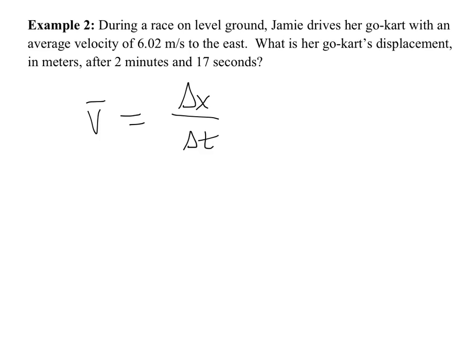Now, V bar means average velocity. You're given that in the problem: 6.02 meters per second. How do I know this is velocity? Because of the units. That's why I told you on the last slide, meters per second represents velocity. The minute you see units of meters per second, you need to think velocity. Okay? Next.